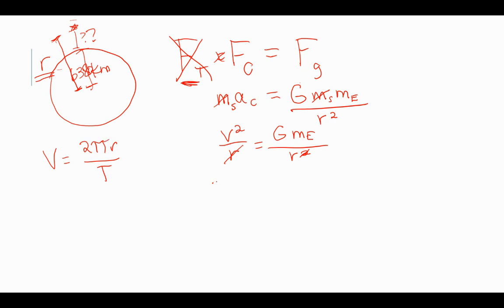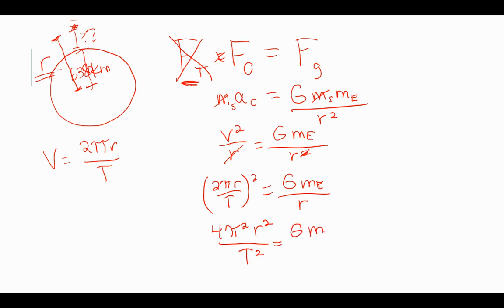So I'm going to go ahead and put in 2 pi r over T, whole thing squared, that's my v squared, is equal to G mass of the Earth, all divided by r. And then I'm going to distribute the squared. Again, I'm going to get 4 pi squared r squared, all divided by T squared, equals G mass of the Earth, all over r.